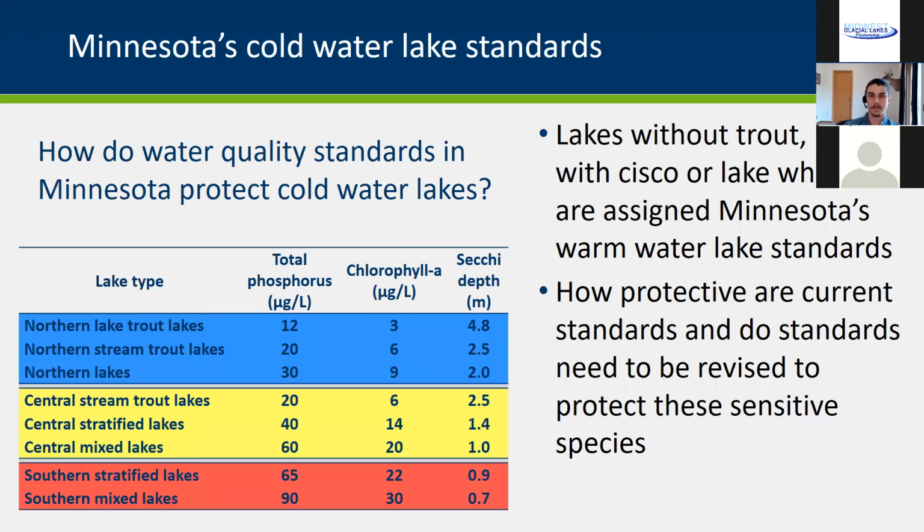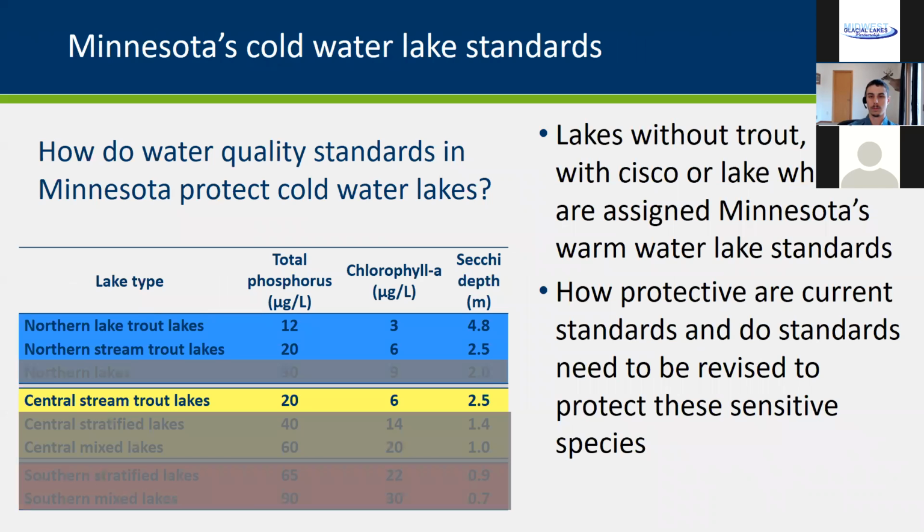So, like Derek said, we have lake eutrophication standards on the books right now, and part of those standards is to protect cold water fish species. But those standards are focused on lakes that support trout. So they're either lake trout lakes or they're managed for stream trout. And so there are more stringent standards, total phosphorus, chlorophyll-a, and secchi-depth standards, to protect those lakes.